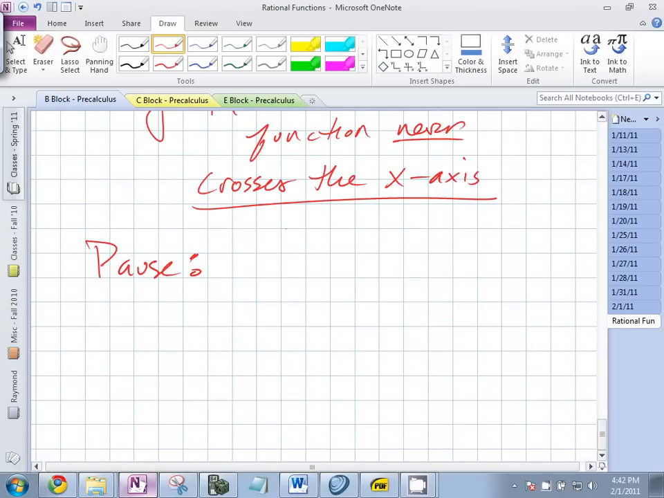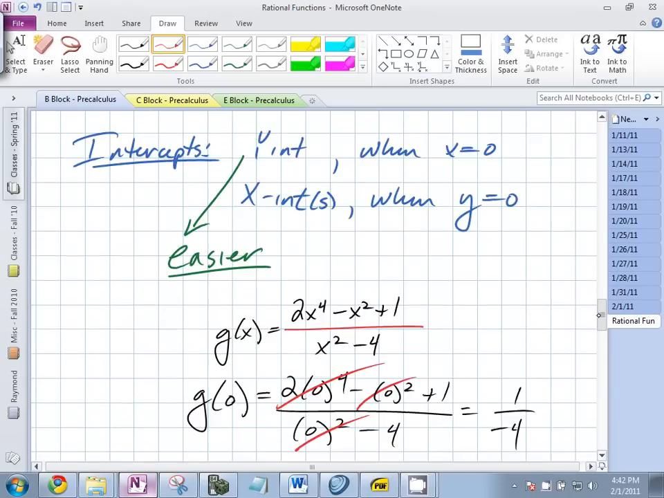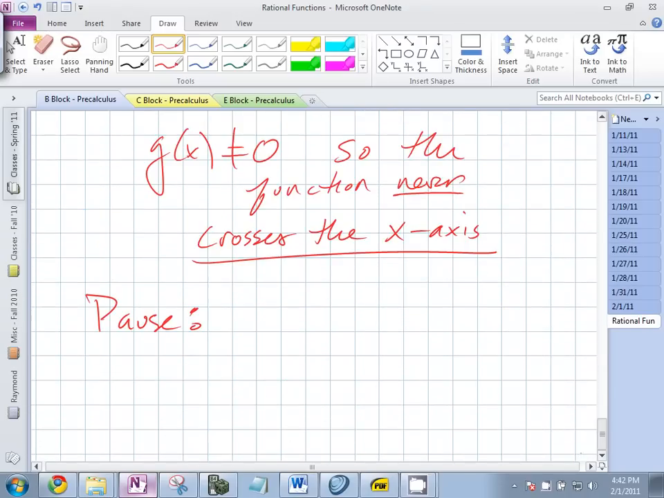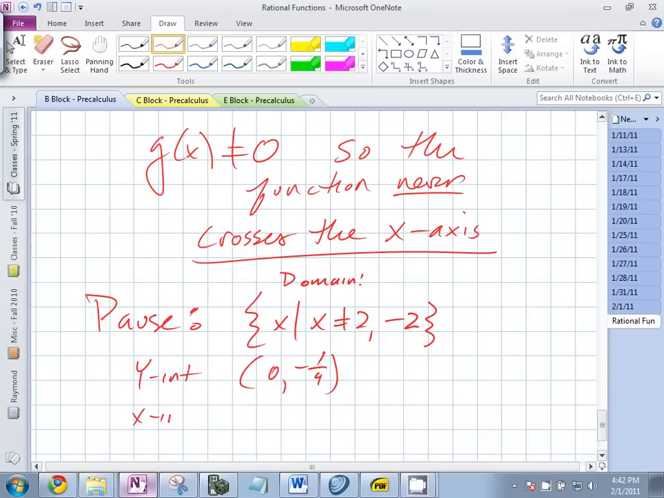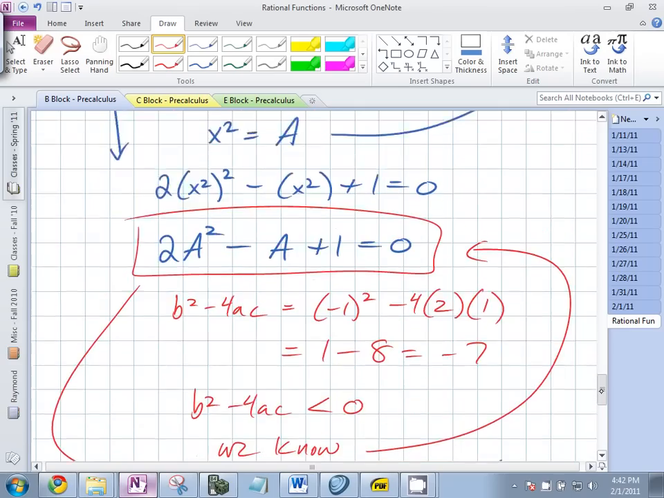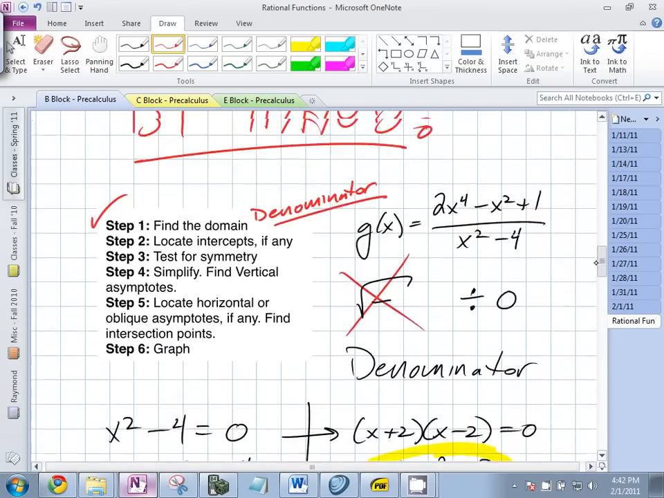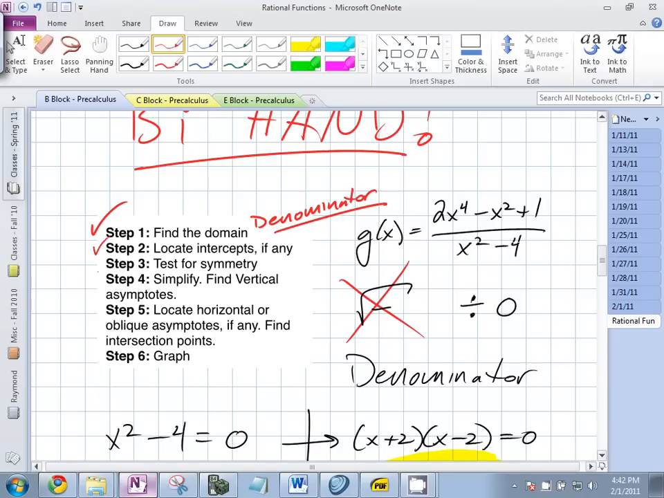We know that this function, we first found out that the domain is x such that x cannot equal 2 or negative 2. We found out that the y-intercept is 0, negative 1/4, and as for x-intercepts, there are none. We have no x-intercepts. We found out a pretty good amount so far about this function. If we keep on moving to step 3, you'll notice that we've done this before. We're going to test for symmetry.